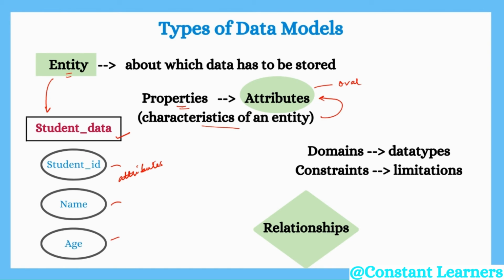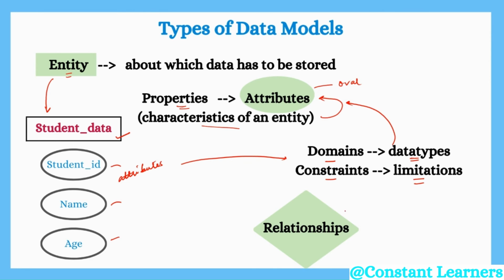Then again, just like the relational model, these attributes have some characteristics defined by domains and constraints, right? Domains define the data types and constraints define the limitations. All right. We do not need any kind of geometrical structure for this because these are expressed with the attributes, right? These go with the attributes.